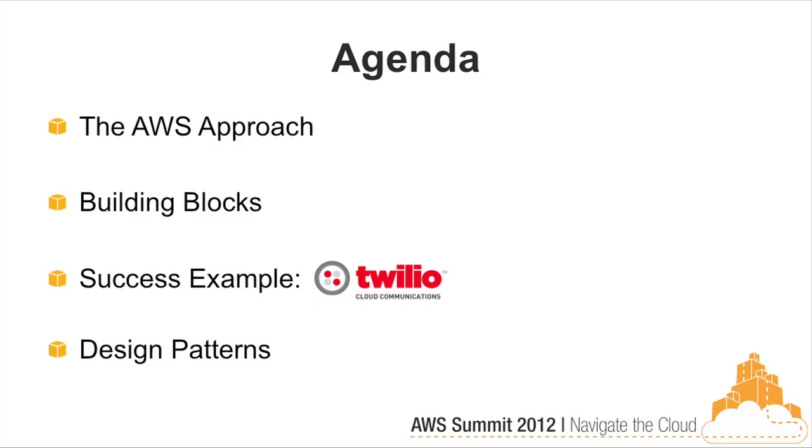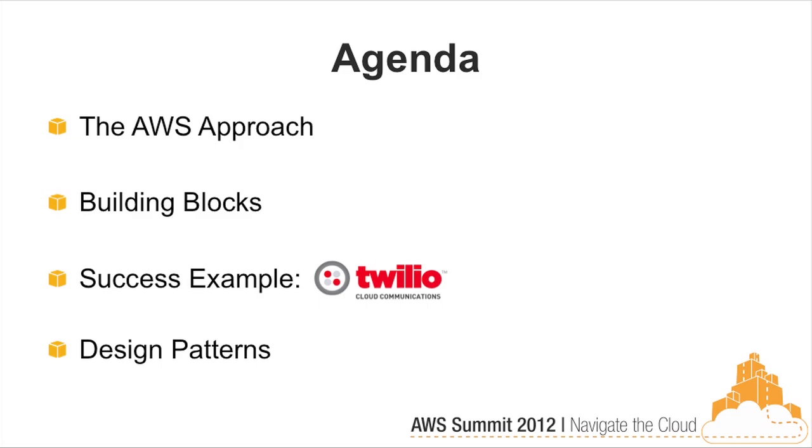The agenda for today, I'm going to talk a little bit about the Amazon Web Services approach to fault-tolerant application design. We'll talk about how that's a little different and how cloud has changed the way that companies build and deploy these kinds of systems. We'll talk about our building blocks. What has Amazon built that you can use to get to fault-tolerant?